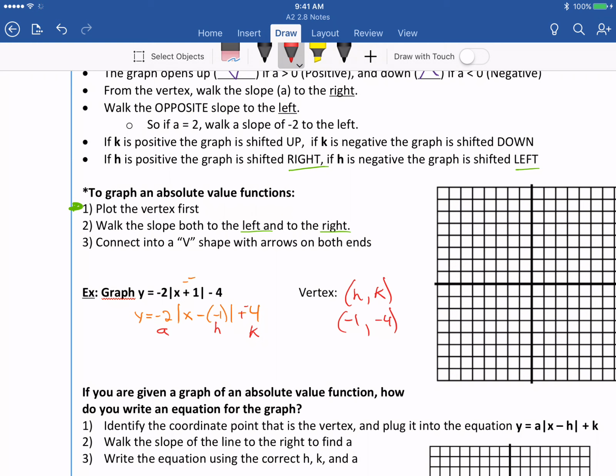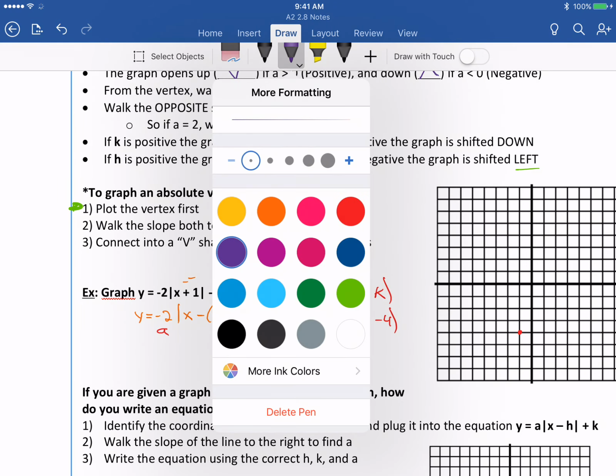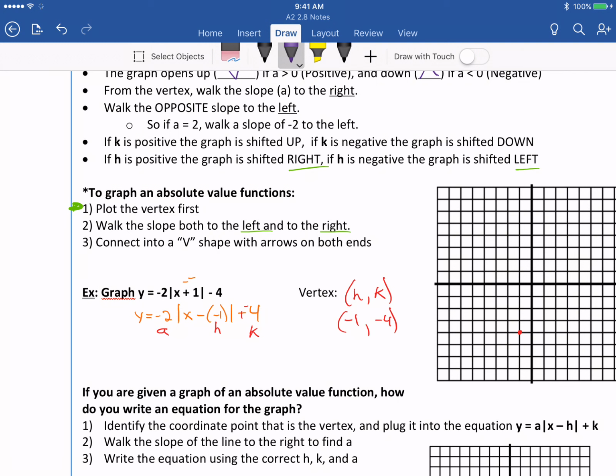So if I walk that guy, I go over for -1, 1, 2, 3, 4, and right there is my vertex. So now you have to ask yourself, is this graph going to open up or down? Is it going to look like a V that opens up like this, or a V that opens down like that? Since this A right here is a negative, that means it's going to open down.